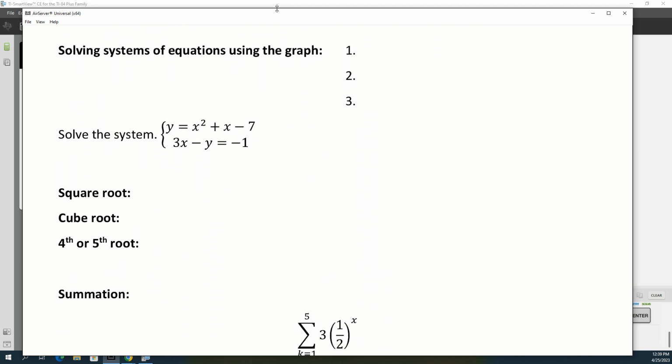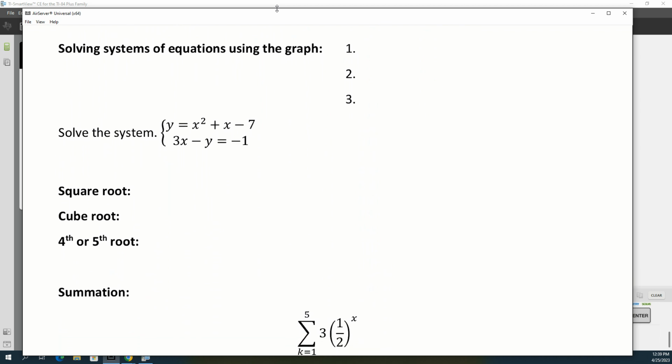Let's flip over on the back and do the system of equations. It's very similar. But the one we just did was one equation. We want to find where one side equals the other side. This one is 2 equations with x and y. So we're looking for an ordered pair.